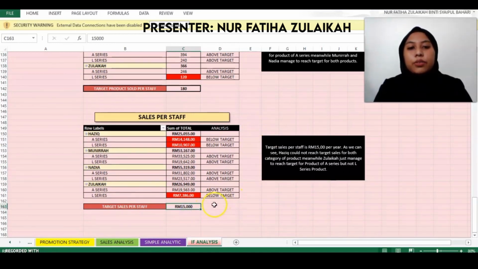Okay, so next, the target sale per staff, which is the last target. The target sale per staff is 15,000 ringgit per year. As we can see, Haziq could not reach the target sale for both categories of products, with A series at 14,148 ringgit and L series at 10,907 ringgit. Meanwhile, Zulaika just managed to reach target for product A series, but not L series.